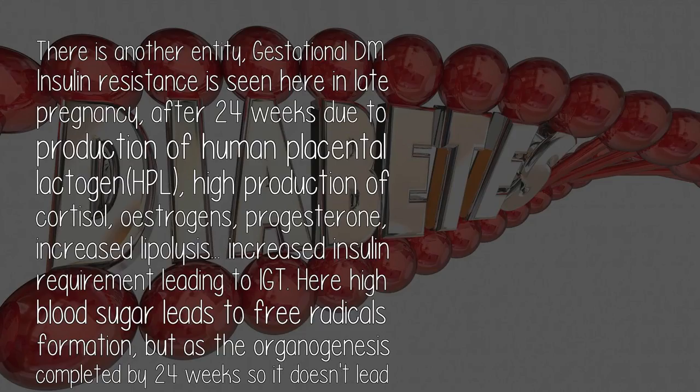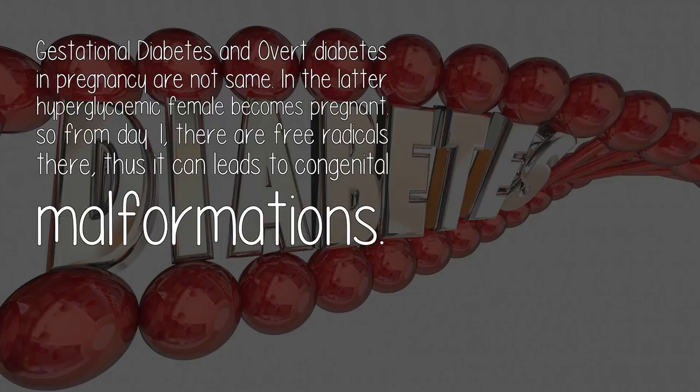There is another entity, gestational DM. Insulin resistance is seen here in late pregnancy, after 24 weeks, due to production of human placental lactogen, HPL, and high production of cortisol, estrogens, progesterone, increased lipolysis, and increased insulin requirement leading to IGT. Here high blood sugar leads to free radical formation, but as organogenesis is completed by 24 weeks, it doesn't lead to congenital malformations.